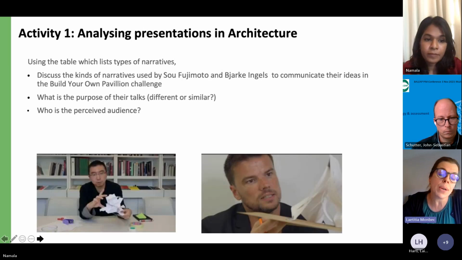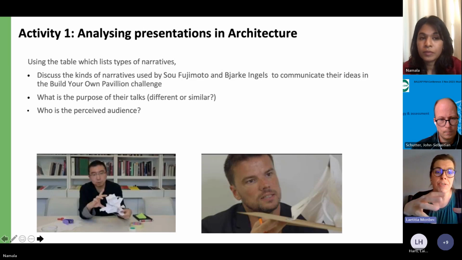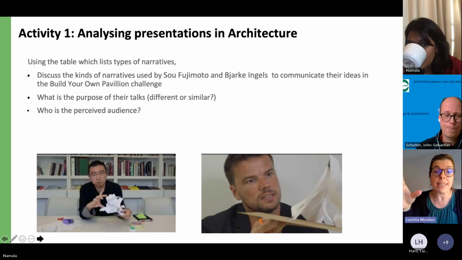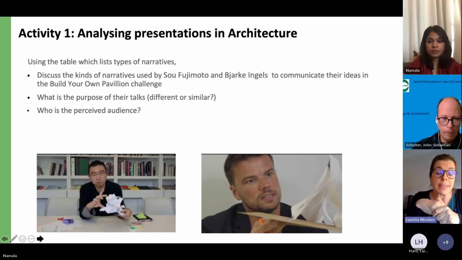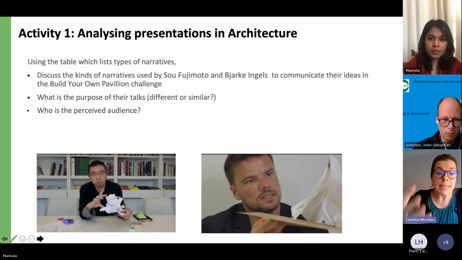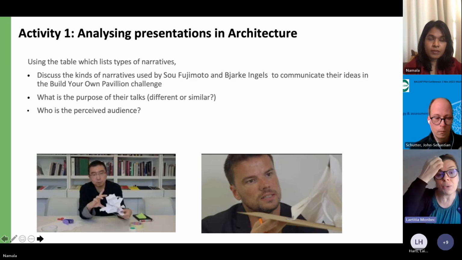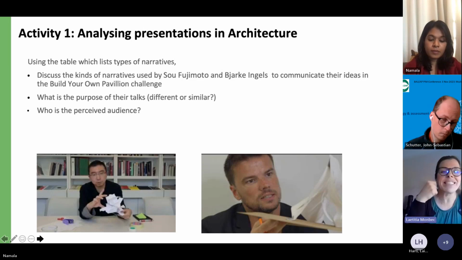So these are two examples of very short, simple products from two very famous architects who present how to design a pavilion. I won't give you too much detail about this. Basically, students were asked, what is the overall purpose? What's the perceived audience? Next slide, please.